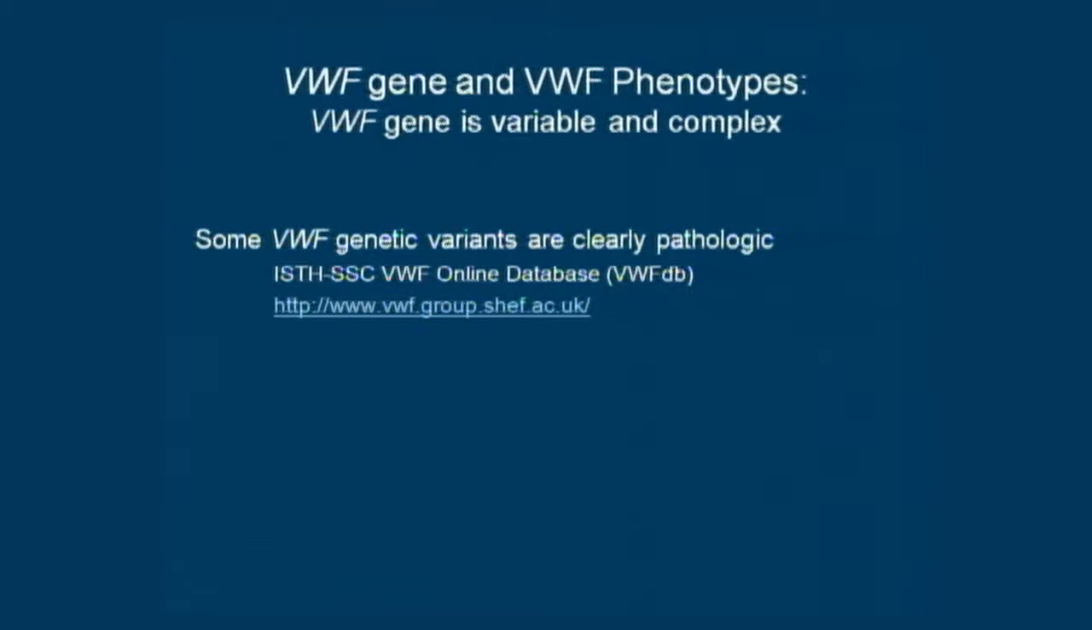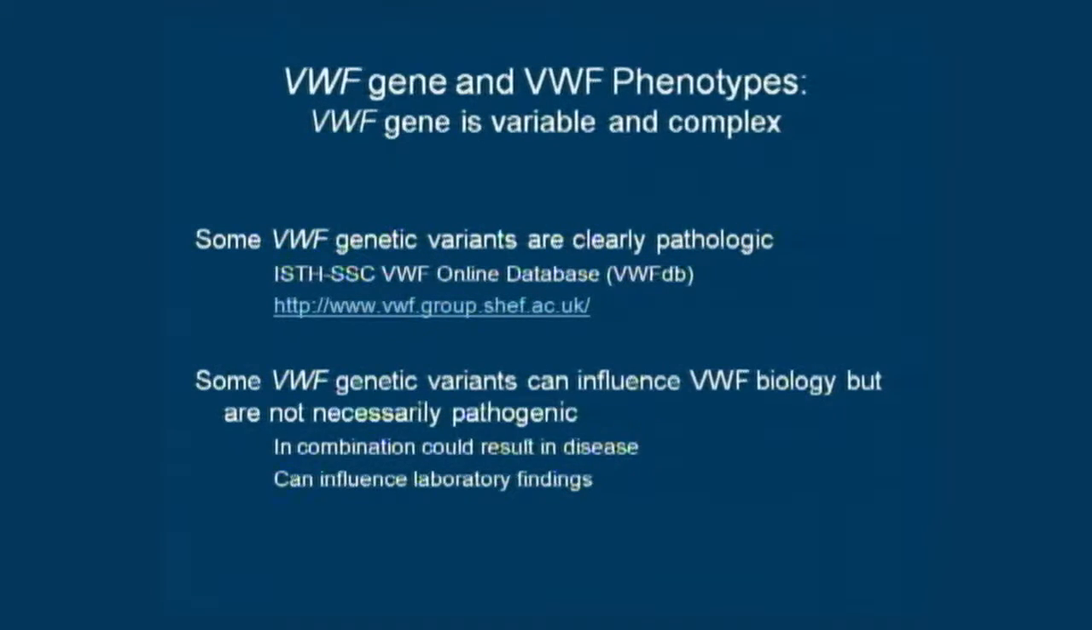So there are clearly VWF genetic variants that are pathologic, and there's a huge database, and I'm going to refer you to it, which have been shown to clearly ablate factor VIII binding or clearly ablate GP1B or truncate the gene, or their mechanism is very well studied and known. And then there are these VWF genetic variants of which we are now understanding more about in studies like ours and others that can influence VWF biology but are not necessarily pathogenic by themselves. And in combination, they could cause a problem, or maybe not, but they can definitely influence your laboratory findings.